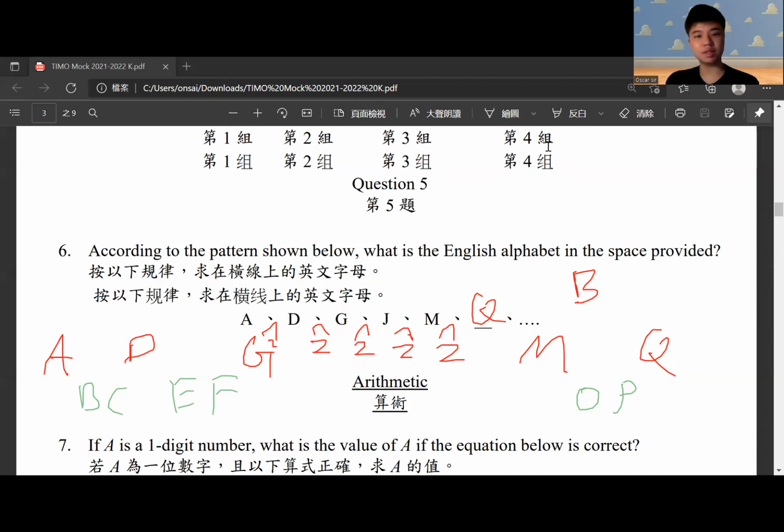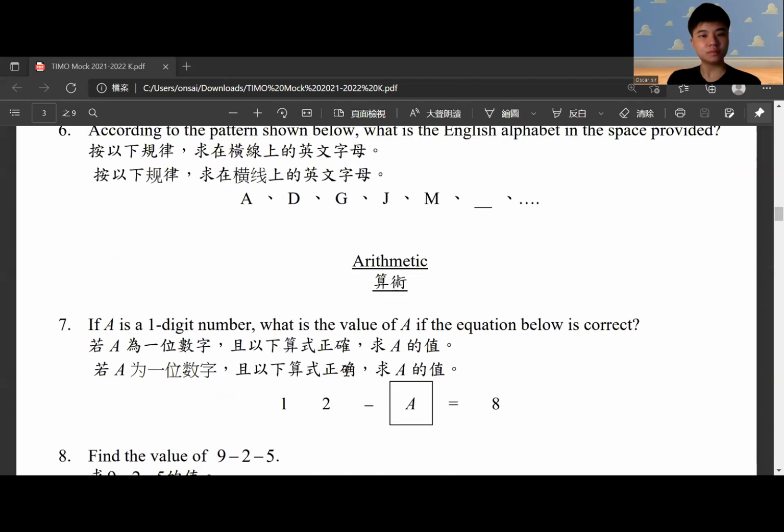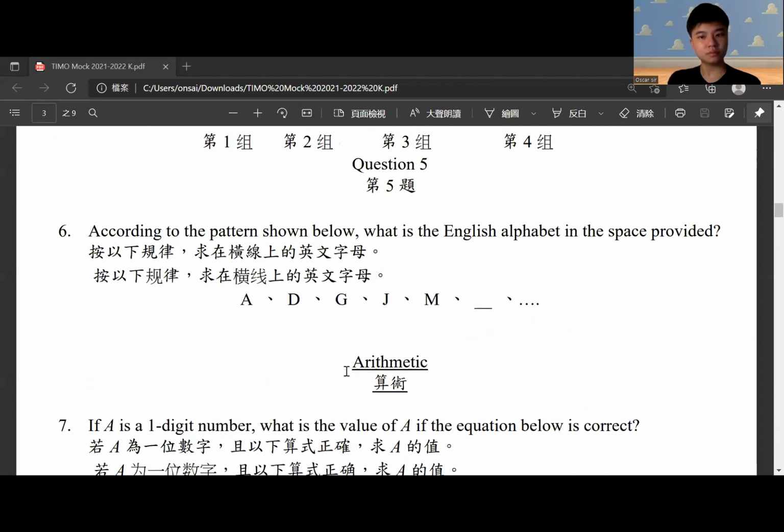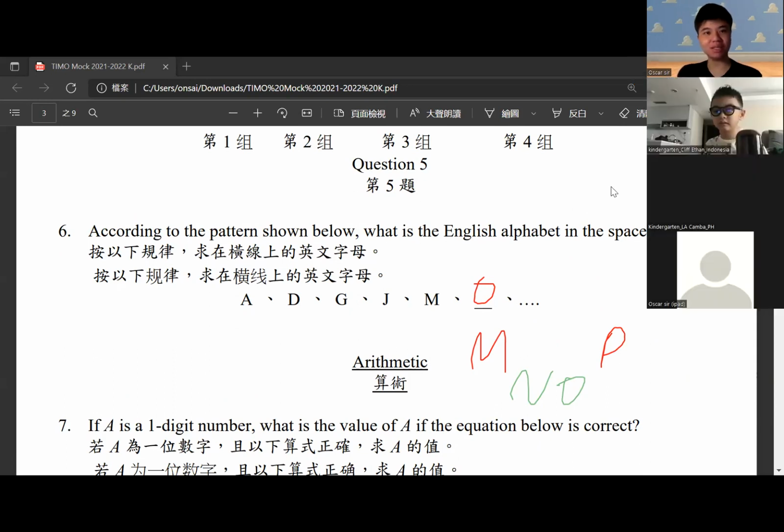Okay, so this is Q. The answer is Q. M N. No. M N O P. M N O. M N O P. Is this P, right? Is this P? Can anyone answer me? Is this P? The answer should be P.